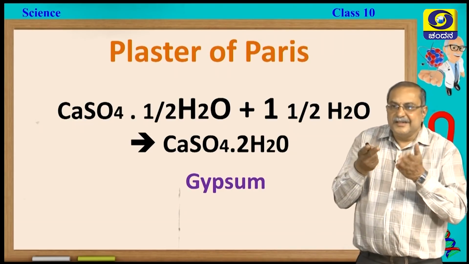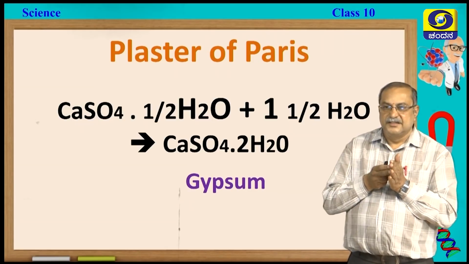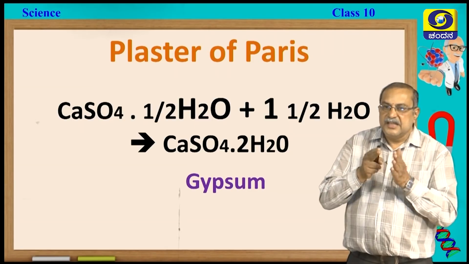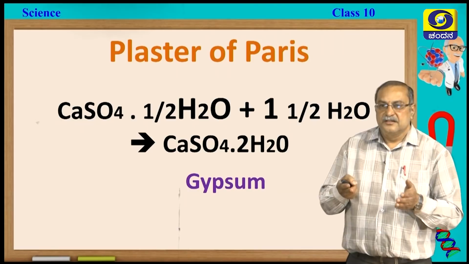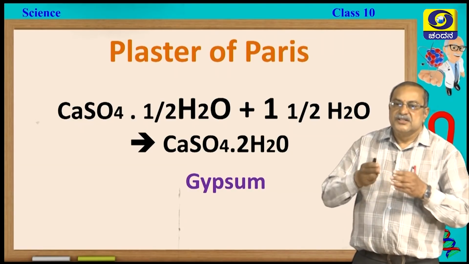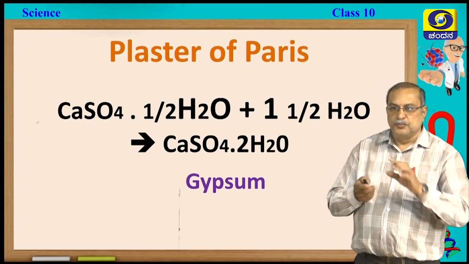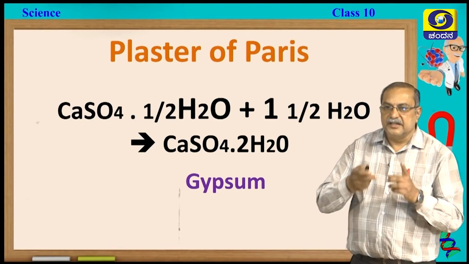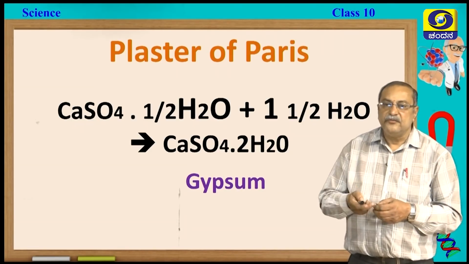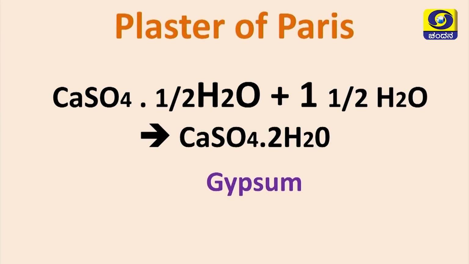So, what is happening here? Here we can't get any half H2O, no? A molecule is not going to be in fractions here. Why are we taking this? That means 2 molecules of calcium sulphate are sharing the molecule of water. So, to make the equation proper, we have taken half H2O and 1.5 H2O. Clear, no? The product obtained is hydrated calcium sulphate, CaSO4 2H2O.